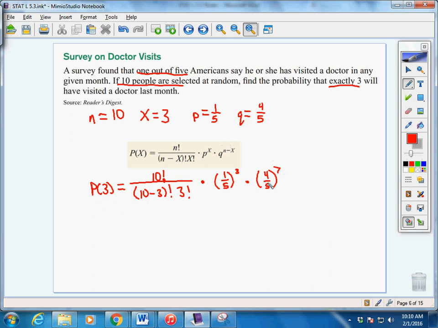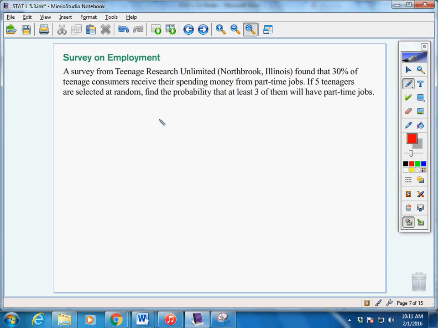Whew. And then once you take your time and figure all of that out, we're going to find that our probability of getting exactly 3 people in this binomial distribution is about 0.201, almost 20%. And that basically tells us our probability of selecting exactly 3 people. Let's look at one more example.